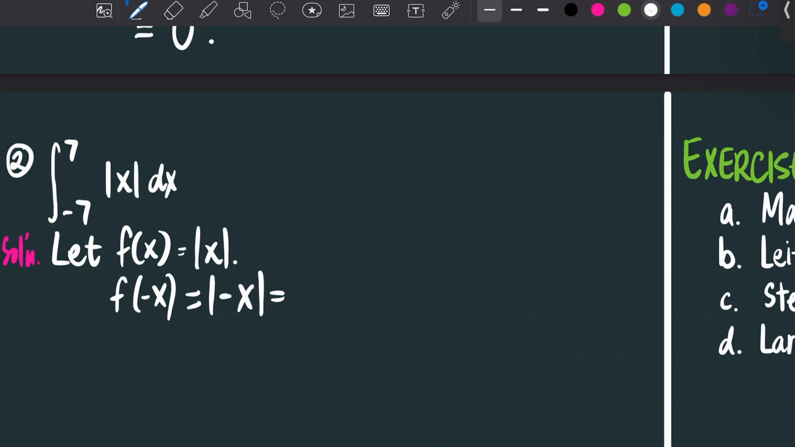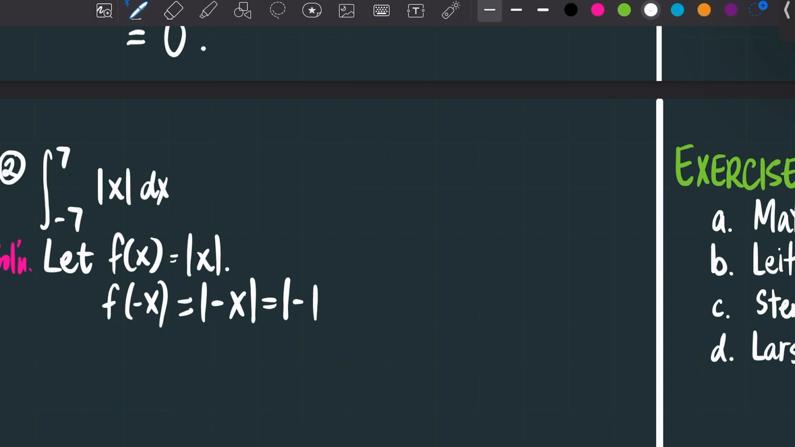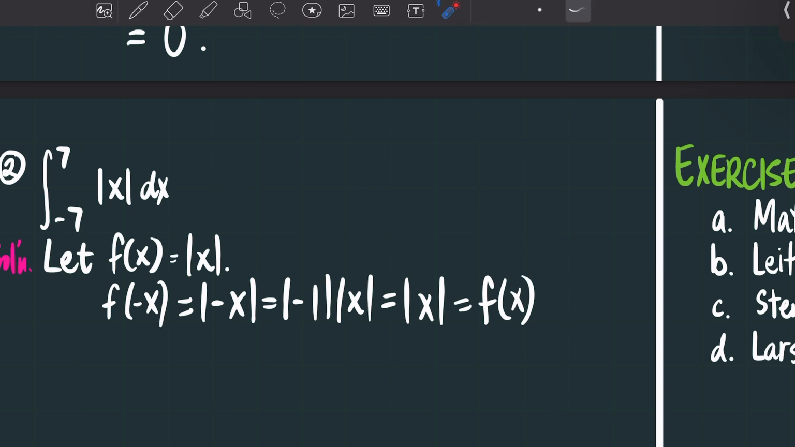And if we have absolute values, ang pwede nating gawin is ipaghiwalay yung mga factors niya. Since negative x is just negative 1 times x. So, by the property of absolute values, this is just the absolute value of negative 1 times the absolute value of x. Absolute value of negative 1 is 1, then multiplied by the absolute value of x. So, what we have here is absolute value of x, which is yung f of x natin mismo. So, napakita natin na f of negative x equals f of x.